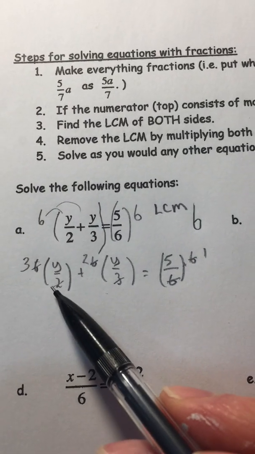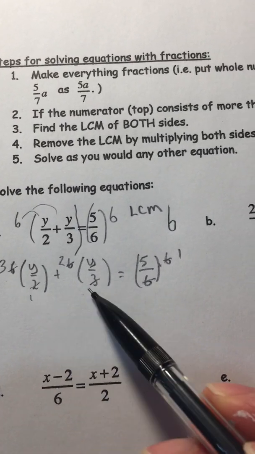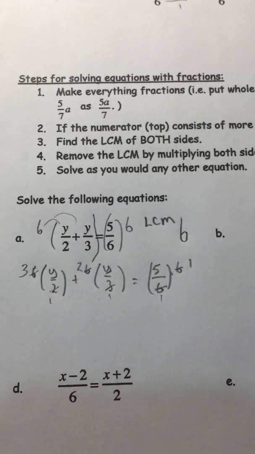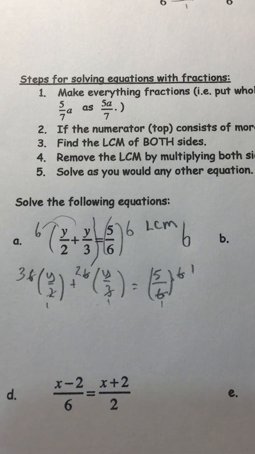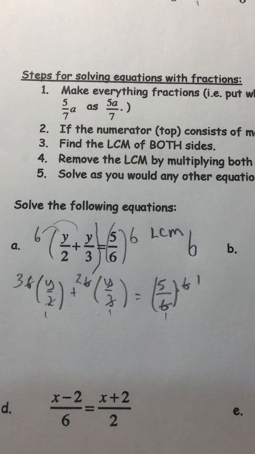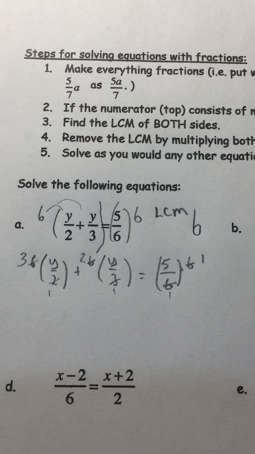So now I'm left with all 1's on the bottom. So I have no more denominators really because I've got a 1. So that's what I've done. I've cleared the denominators in one fell swoop. Whoop, multiplying by 6 gets rid of them all.